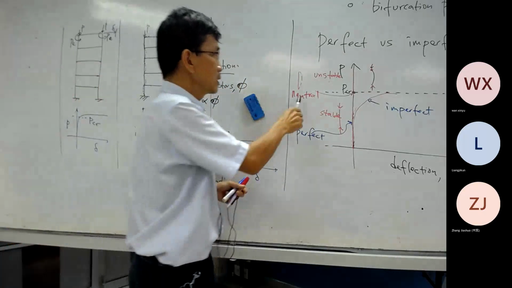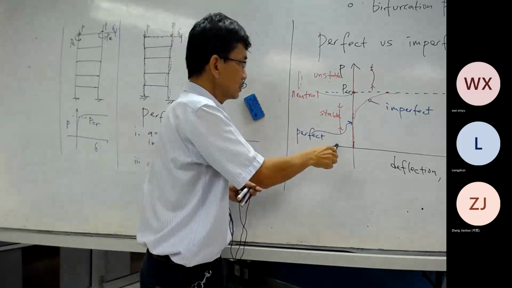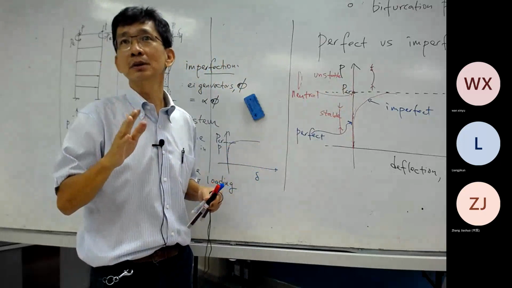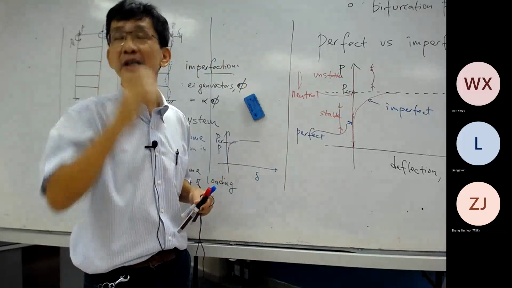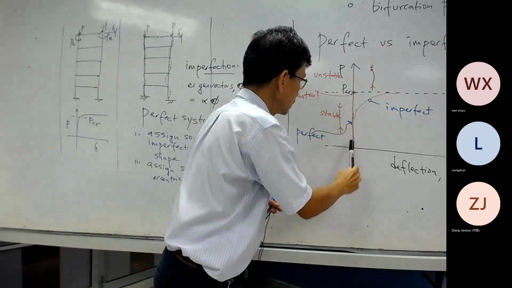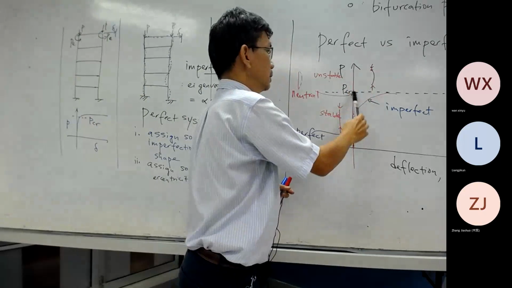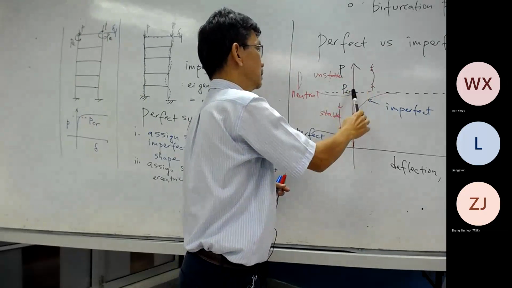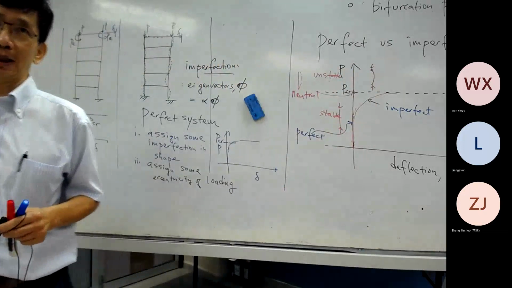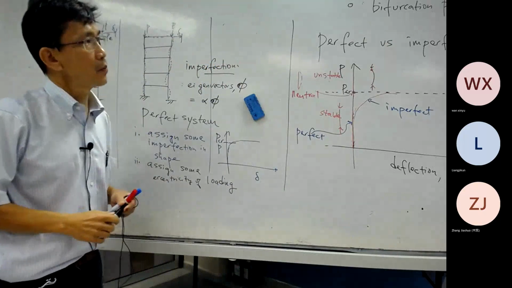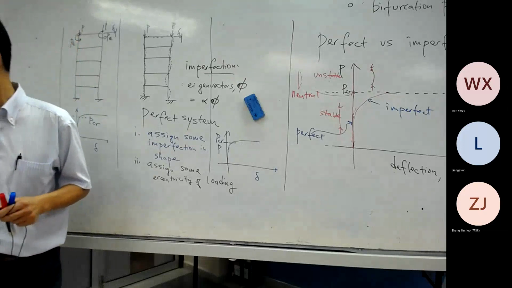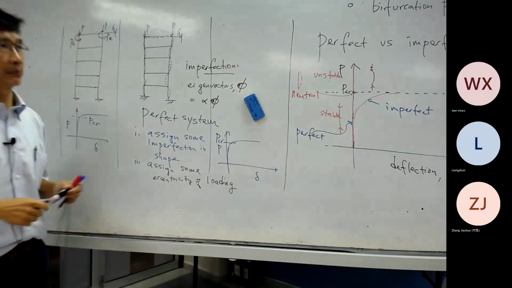But it is useful for us to differentiate, to give a definition of P critical. This is very useful. But it is only for perfect system. And also because this point lies on this axis, which is representing the behavior of perfect system, bifurcation point is only for perfect system. So that is the important thing if you are doing your research project in stability later.